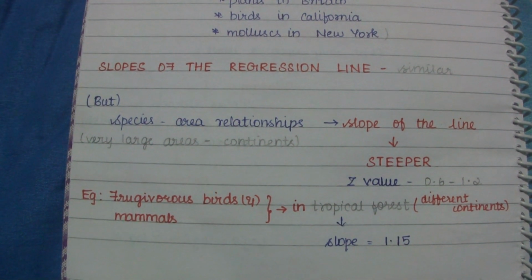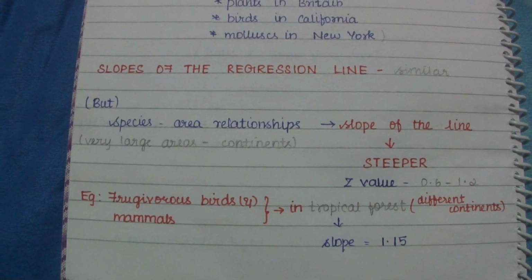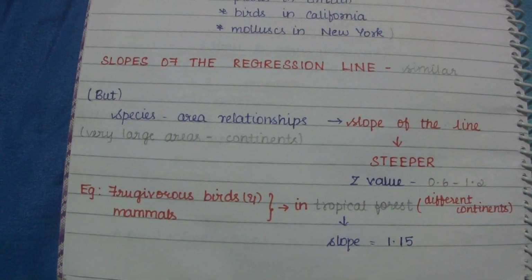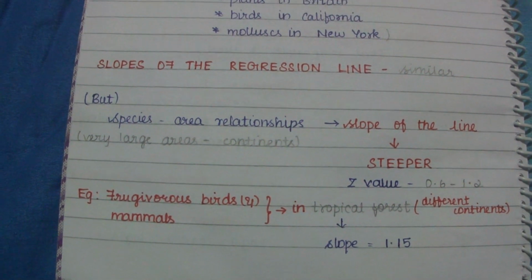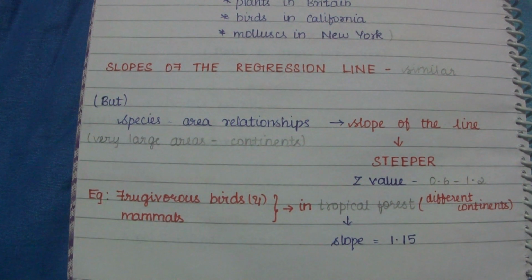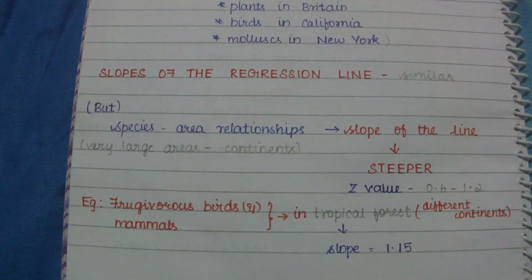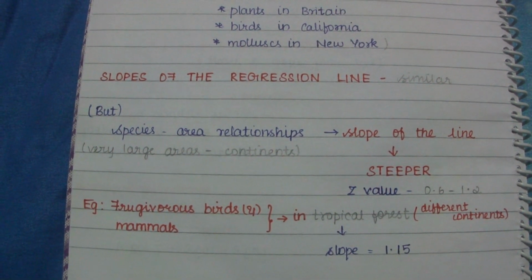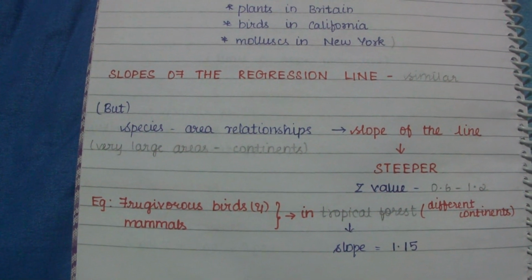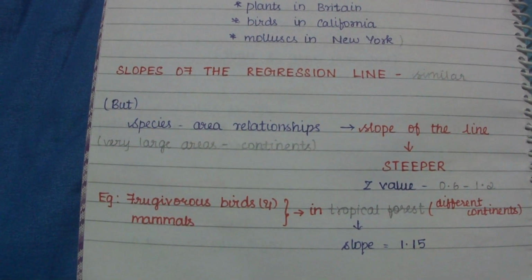For example, if we take frugivorous birds and mammals in the tropical forests of different continents to find the value of Z, that is the slope of the line, then its value is 1.15, that is, it lies between 0.6 and 1.2. We take frugivorous birds and mammals in tropical forests of different continents in order to show this. Frugivorous birds are nothing but fruit eating birds.